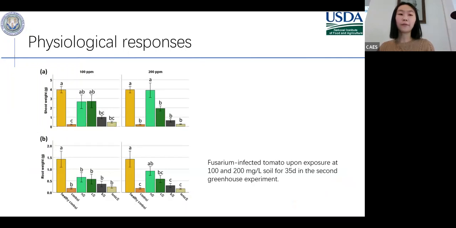This graph also shows the shoot weight and root weight in the second greenhouse study, which lasted for 65 days. Still, we see the same trend as the previous one: the nanosulfur and coated nanosulfur significantly increased the shoot weight and root weight compared with the control, and suppressed the Fusarium disease much better than the bulk sulfur. And the ionic sulfur is almost the same as the control.